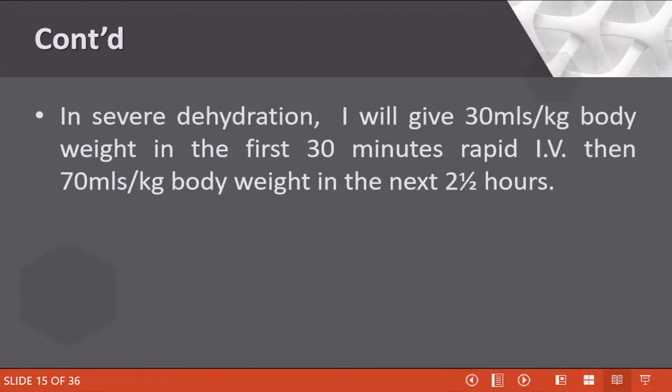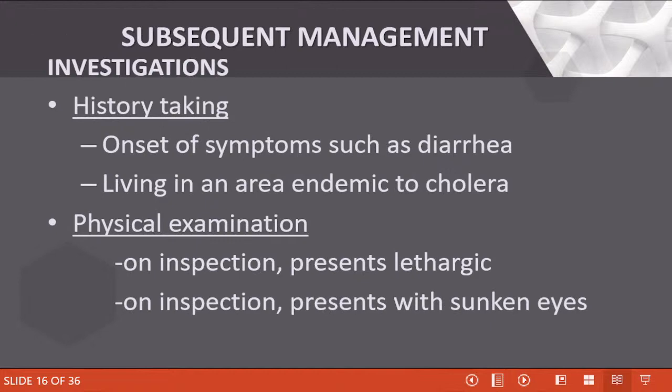Alright, so in severe cases of cholera, during your resuscitation, you explain that I will give 30 ml per kg body weight in the first 30 minutes, rapid IV to run at least at 60 drops per minute. Then I will administer 70 ml per kg body weight in the next 2.5 hours. Alright, we proceed. What is the subsequent care?